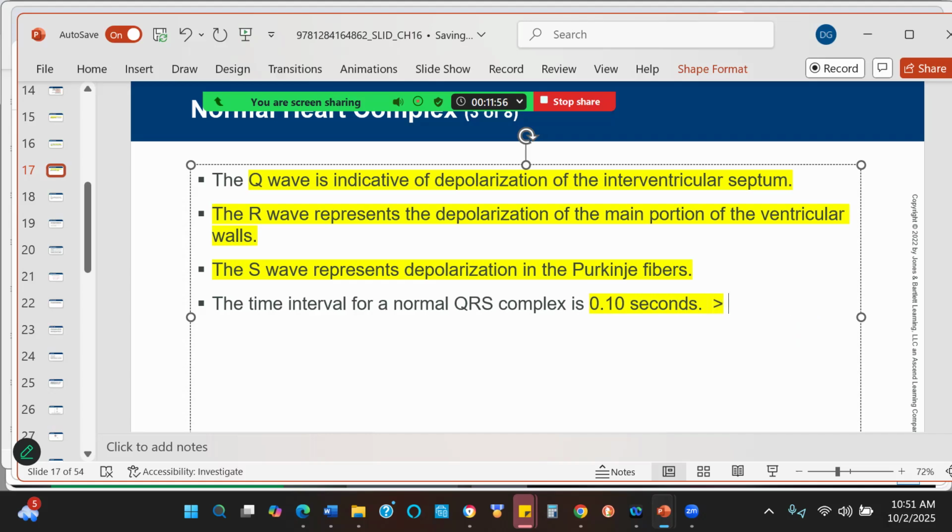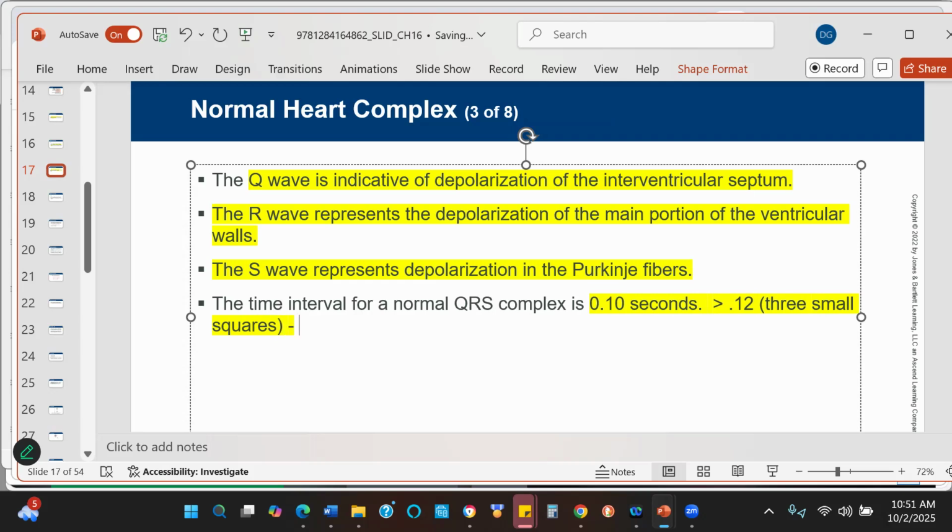If it's more than 0.12, we say that is a delay. If the QRS is greater than 0.12, which would be 3 small squares, then that is going to be considered a delay in the ventricle. Somewhere in the ventricle, there's a delay.